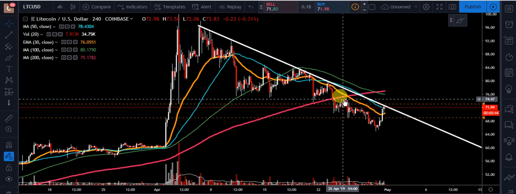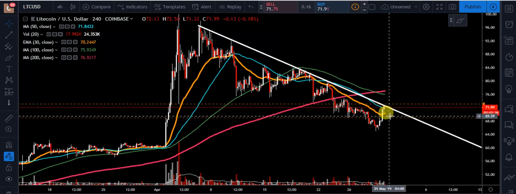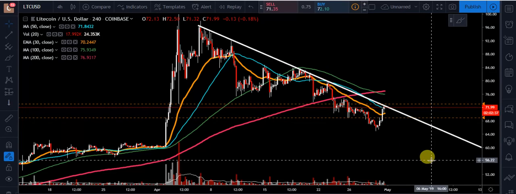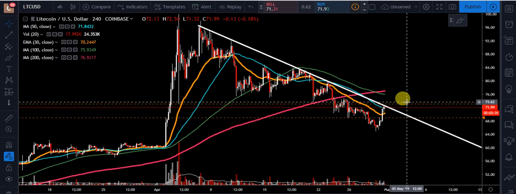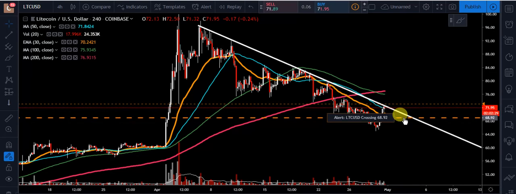And guys, what I want you to pay attention to, we have to see if this is an actual move that's going to break this trend line or if this is just another reaction. So we're at a critical area for Litecoin right now, and you can see where my first alarm is. So I'll know if it breaks 73.09, I'm going to get alerted on that. Or if it breaks down below 68.92, I'm going to be alerted of that.